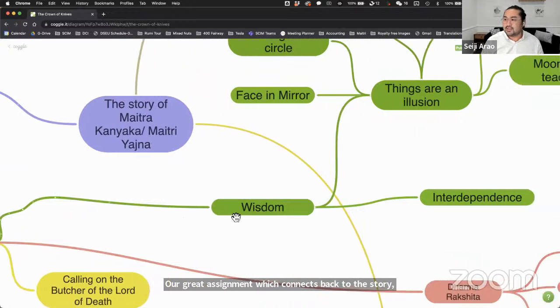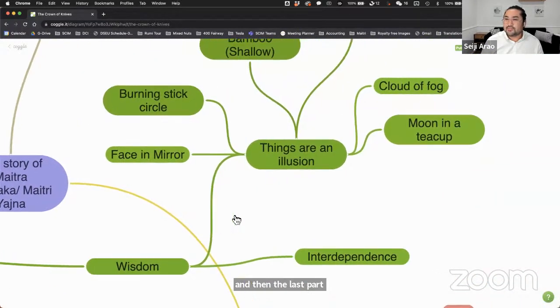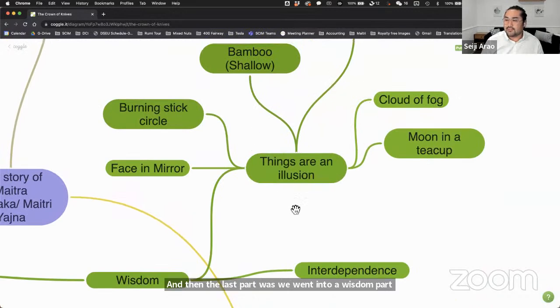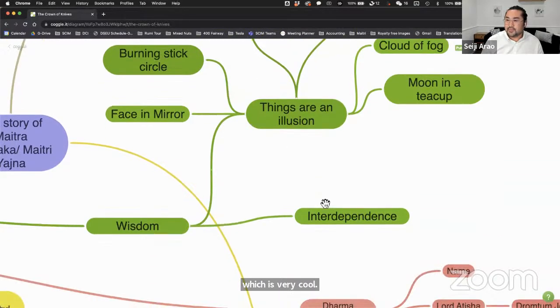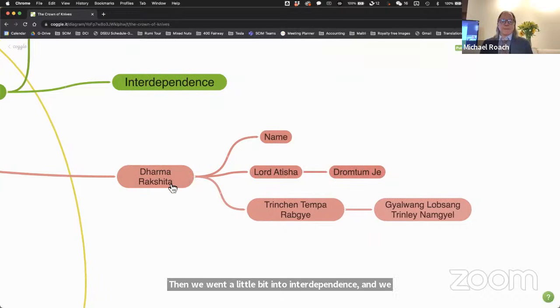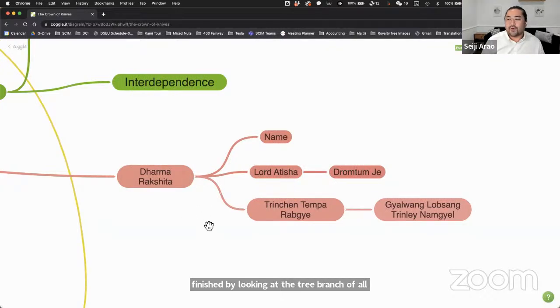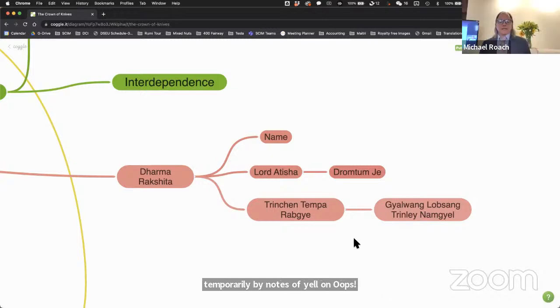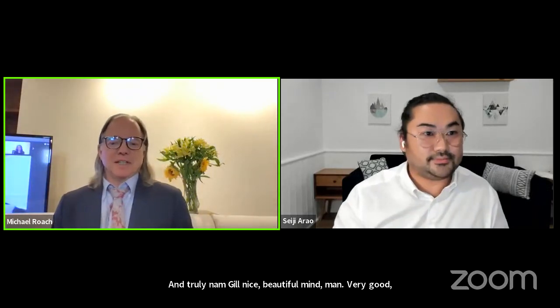And then the last part was a wisdom part, which was very cool. It gave us different metaphors of how things are an illusion. Then we went a little bit into interdependence. And we finished by looking at the tree branch of all the people involved: Dharmarakshita, who gave the teaching to Lord Atisha, who gave it to Dromtonpa, and how it came to us through Trichen Tenpa Gyaltsen by notes of Gyalwa Lobsang Trinley Namgyal. Nice, beautiful mind map. Very good.